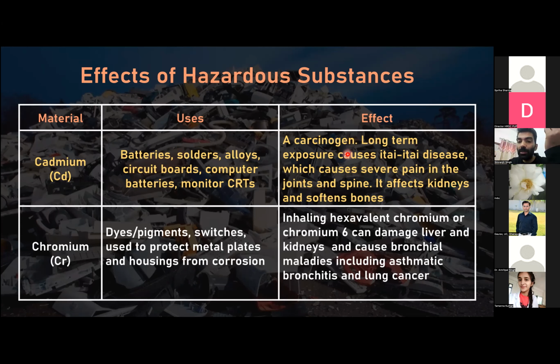It's also a carcinogen. Long-term exposure causes itai-itai disease, which causes severe pain in the joints and spine, and so on. So similarly, chromium is used to protect metal from corrosion. I think you already must know that. And if you inhale hexavalent chromium, it can damage the liver and kidneys and cause all sorts of problems. Still we continue to use this, and we are irresponsible in the way we dispose them off.